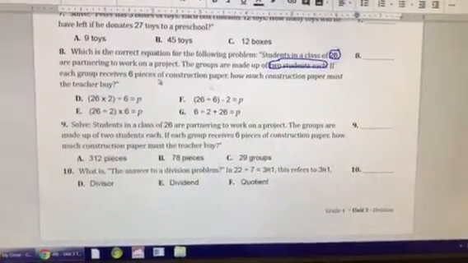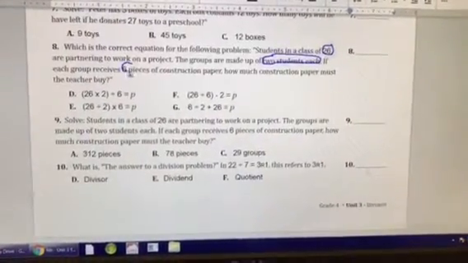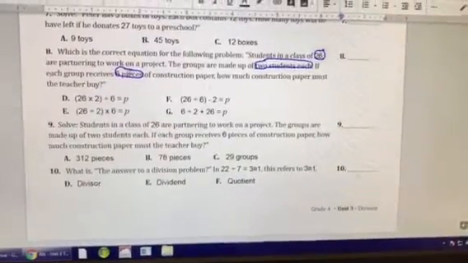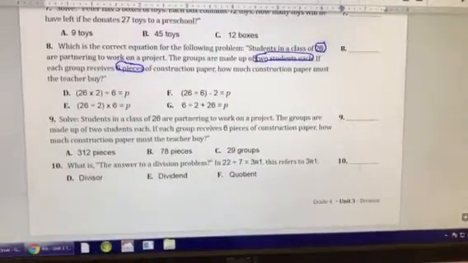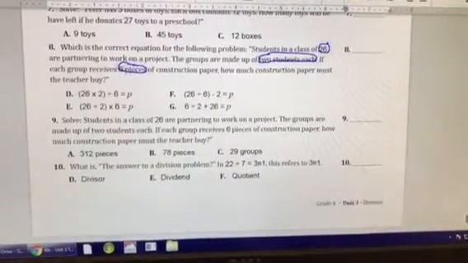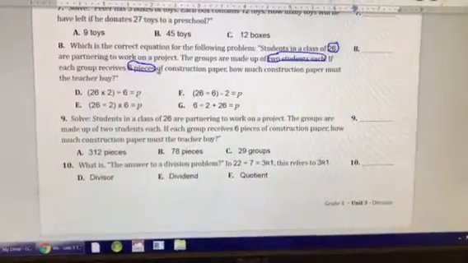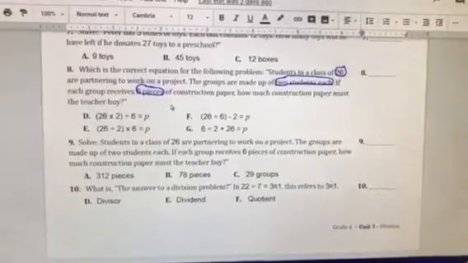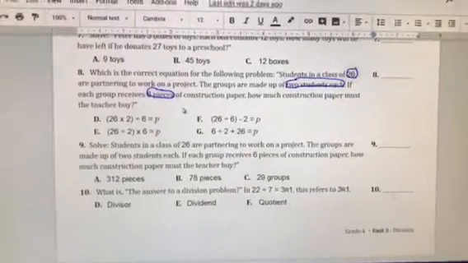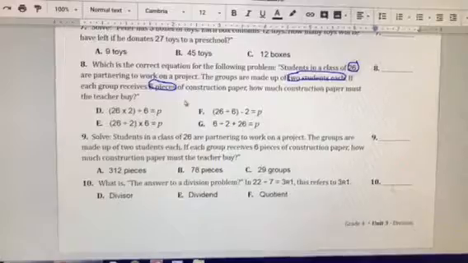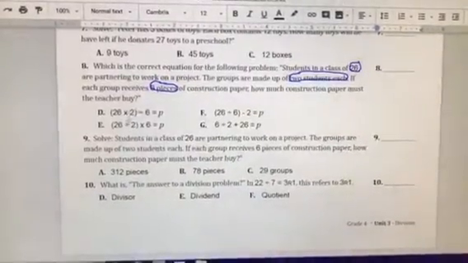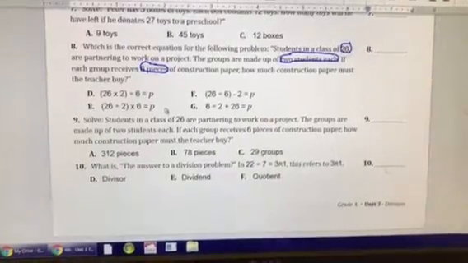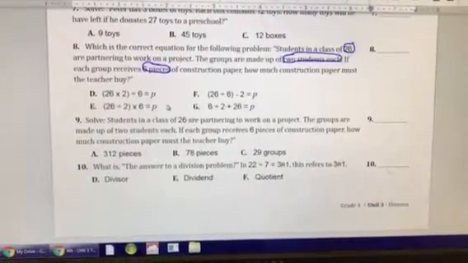If each group receives 6 pieces of construction paper, how much construction paper will there be? Well, if I take how many groups I have, and I'm trying to give them each 6 pieces, I could think of that as repeated addition, or, as we know, multiplication. So I'm looking for a problem that has division and multiplication. I see that both D and E have division and multiplication, so I have to make sure that I have them in the correct order and in the correct parentheses first.